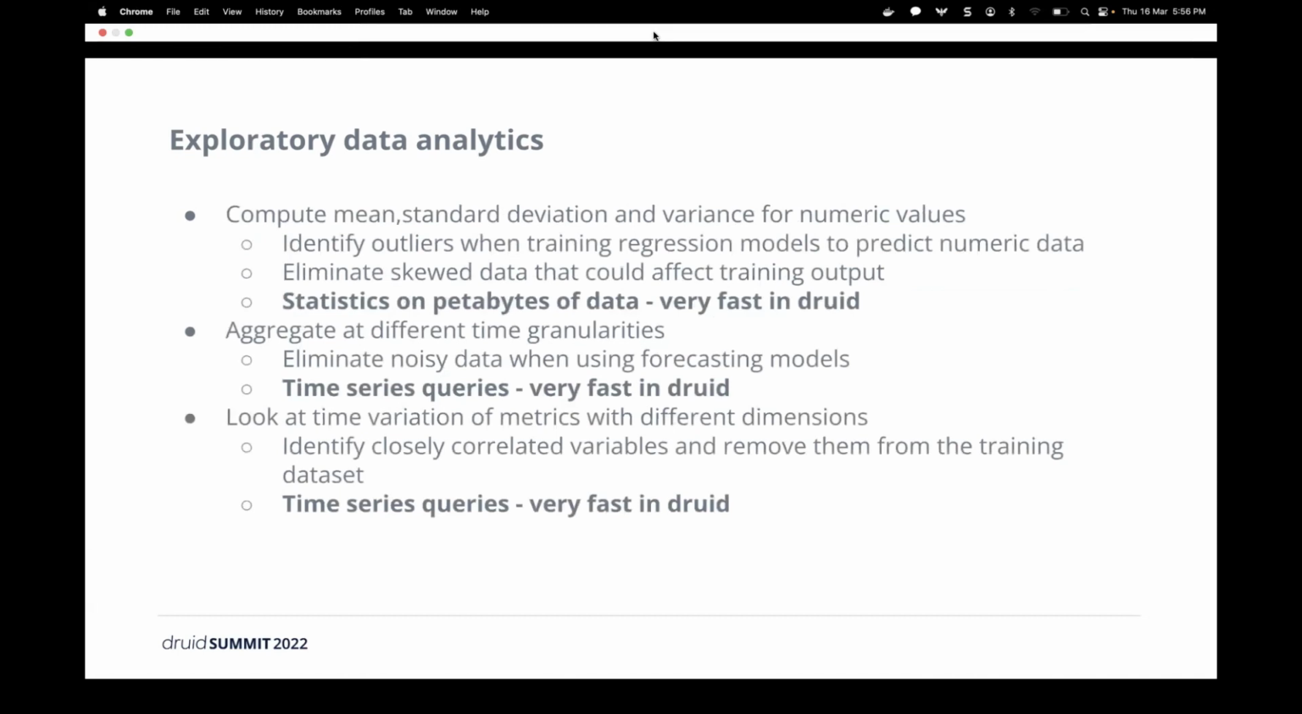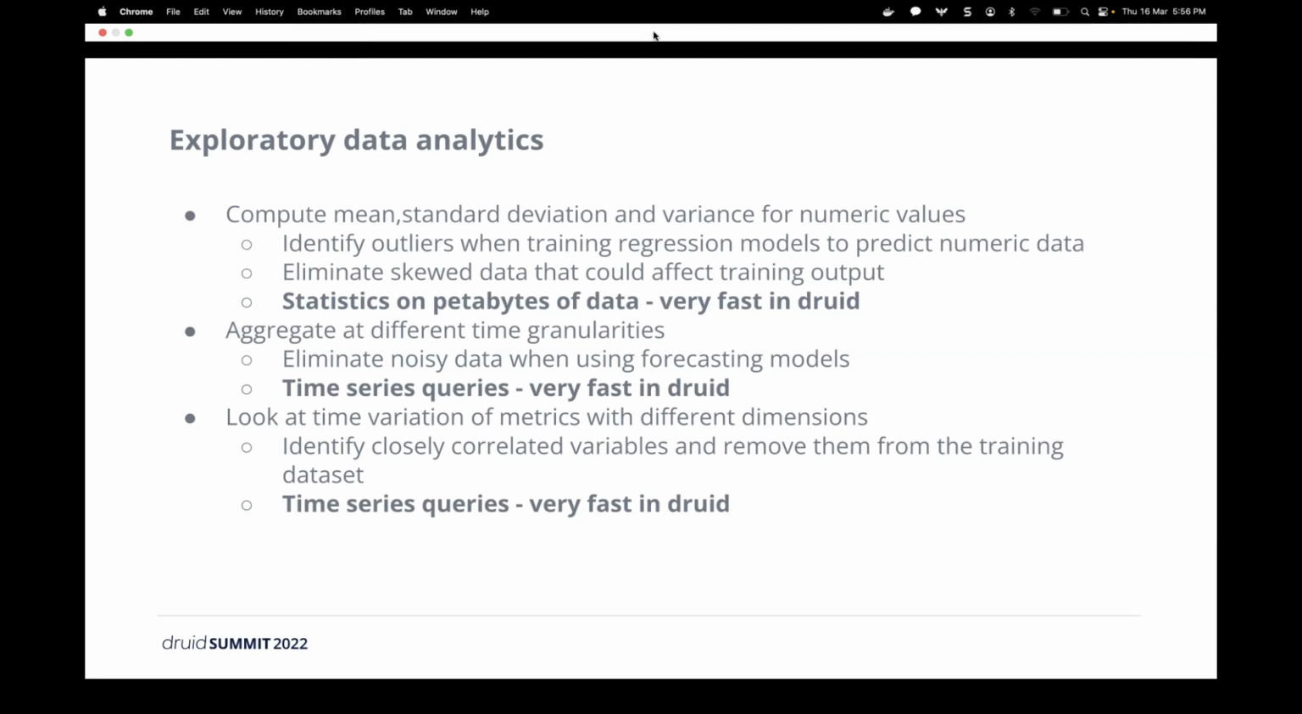You want to do things like computing mean, standard deviation, and variance for numerical values, because these are very useful when you want to get rid of anomalies, skews in your data before training models. These are statistics on petabytes of data, very fast. Sometimes when you're training forecasting models, for example, you want to aggregate at different time granularities. This is basically a time series query, again, very fast in Druid.